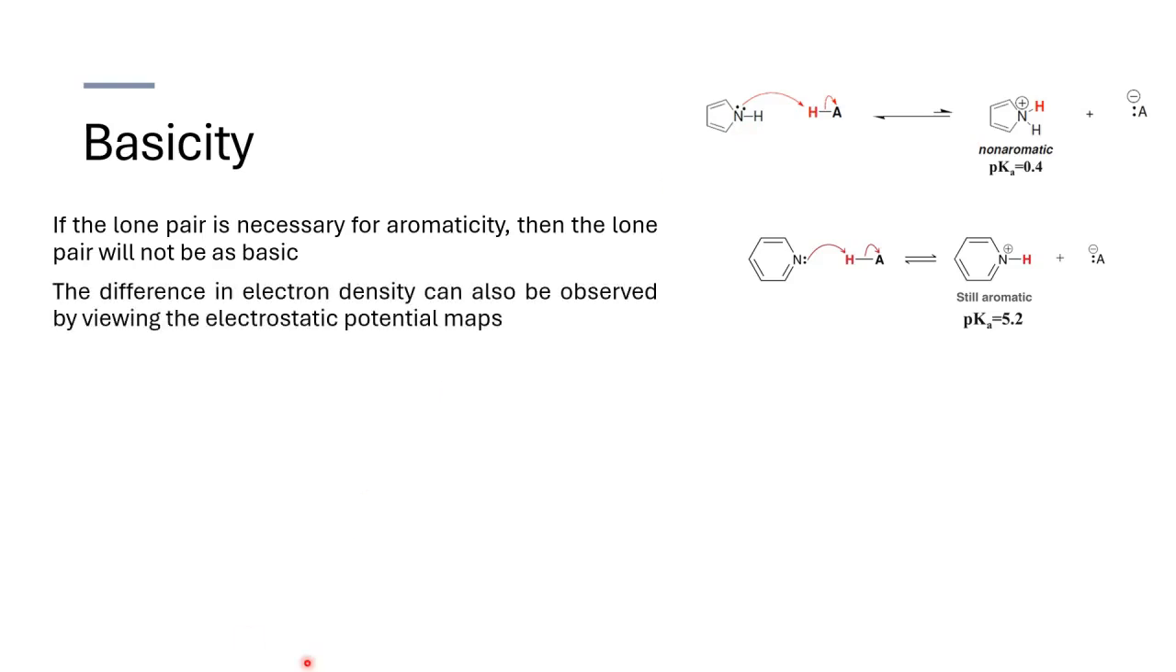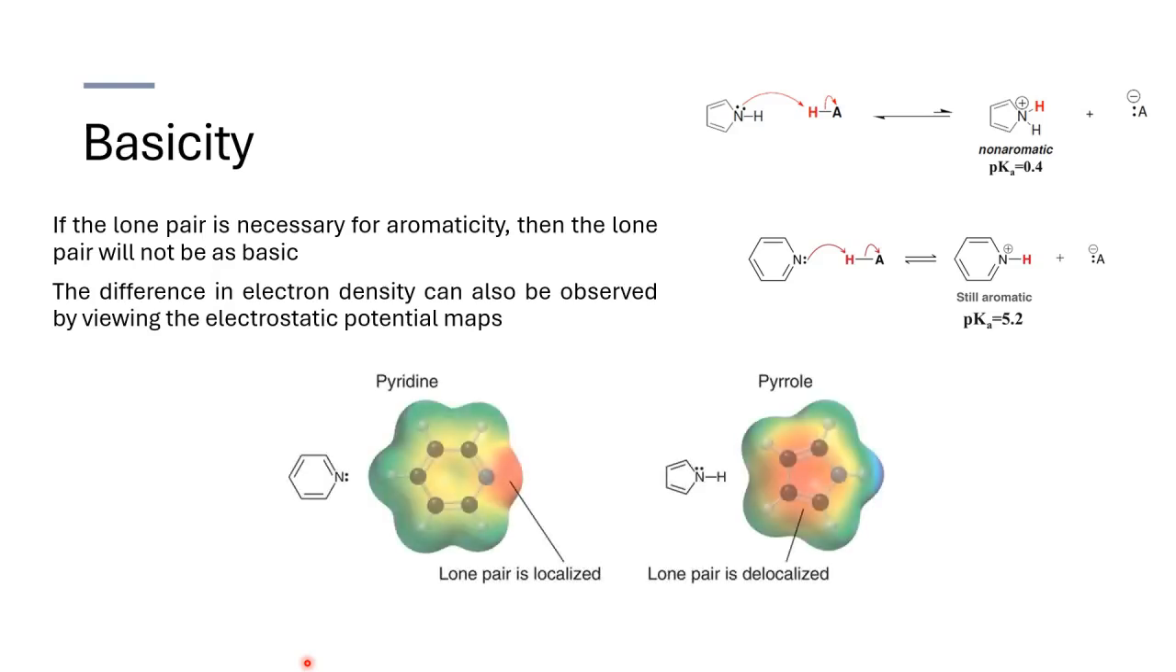The difference in electron density can also be observed by viewing the electrostatic potential maps. Notice in pyridine that lone pair is localized, in pyrrole it's delocalized, contributing to the aromaticity.